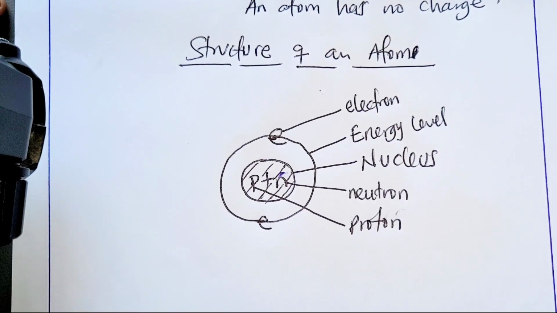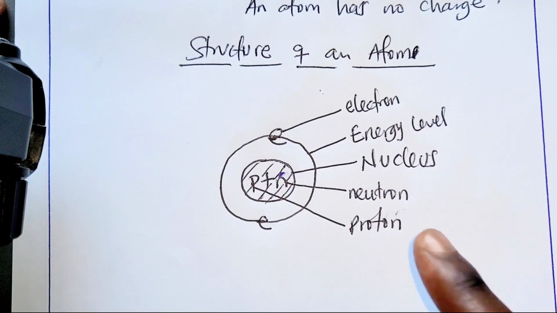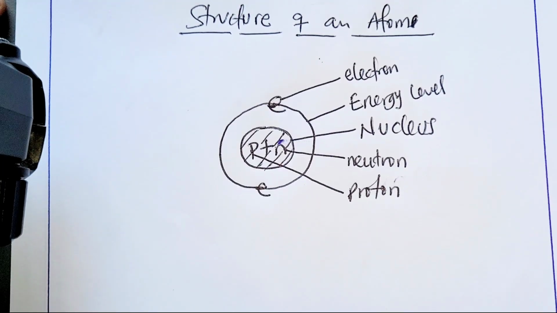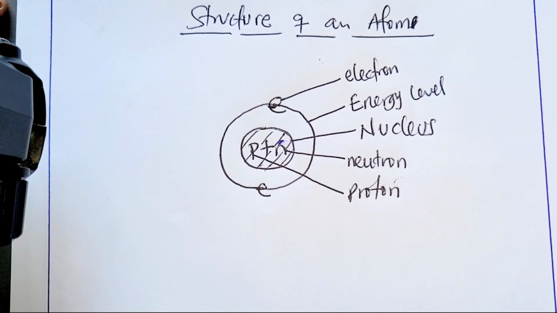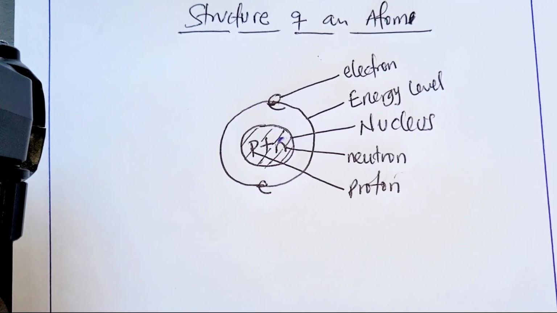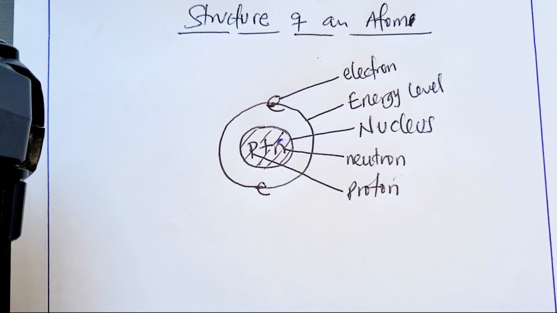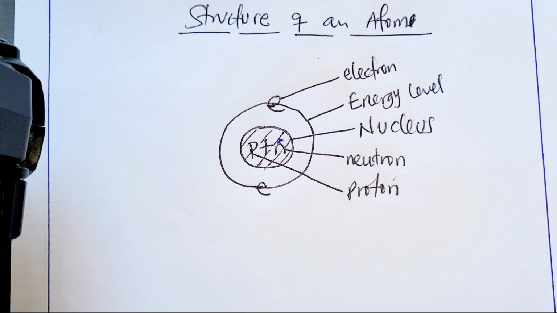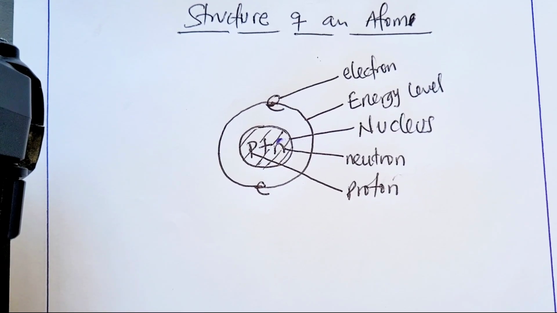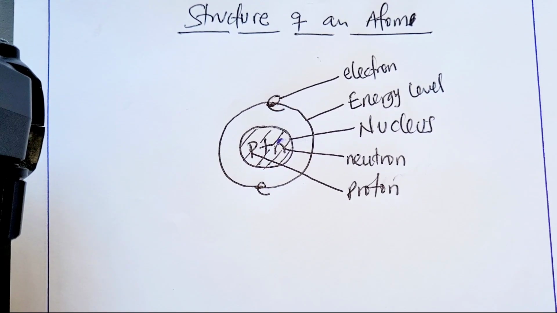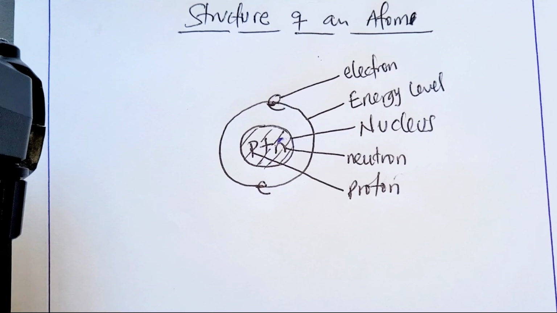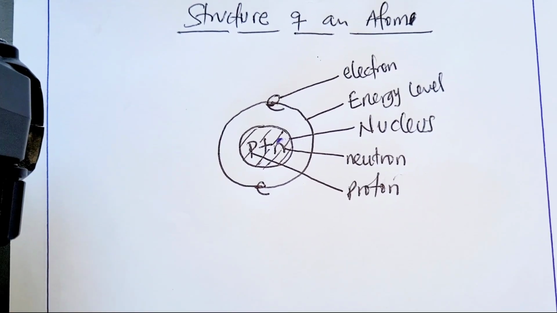Then the structure of an atom. This is a simple structure of an atom. And of course we have the electrons on the energy levels; an element can have more than one energy level, depending on how many electrons it has, which we shall talk about in the next videos. Then we have the nucleus having protons and neutrons, and that's all about an atom.